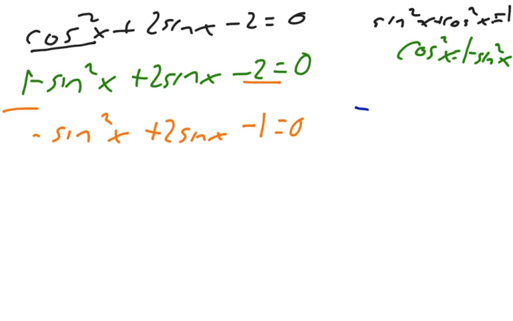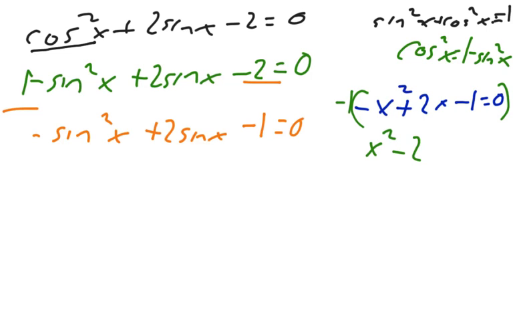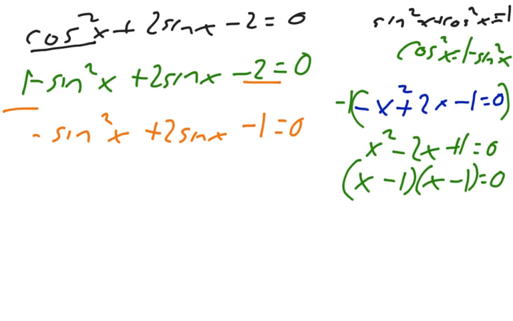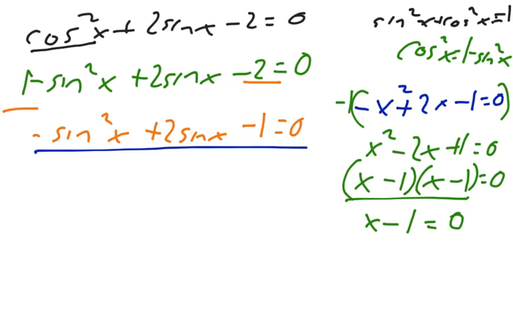Now, if these signs weren't there and I just had negative x squared plus 2x minus 1 equals 0, and I want to solve that, essentially, what I would do is multiply everything by negative 1, and we get x squared minus 2x plus 1 equals 0, and I would factor to be x minus 1 times x minus 1 equals 0. Now, because both of these are the same, I only have to solve one of them, which would be x minus 1 equals 0.